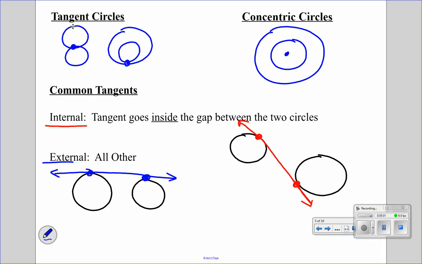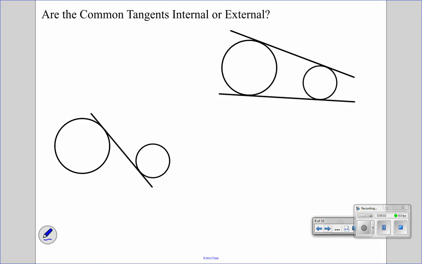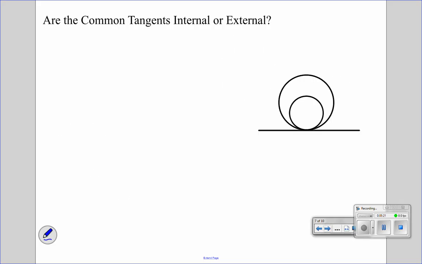So let's practice using some tangents. If we look at this, the top right-hand corner, is that internal or external tangents? Since they're on the outside, these are external. This bottom one is internal because it goes inside the gap. We have another one that looks a little different, and this common tangent is external since it's on the outside and there's no gap to go in between.